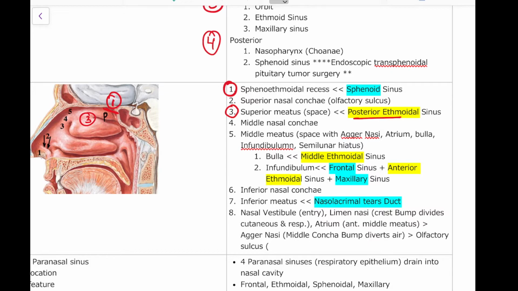The bulla will get the middle, and then the infundibulum will get the anterior. So the anterior, middle, and then posterior up, if that makes any sense.